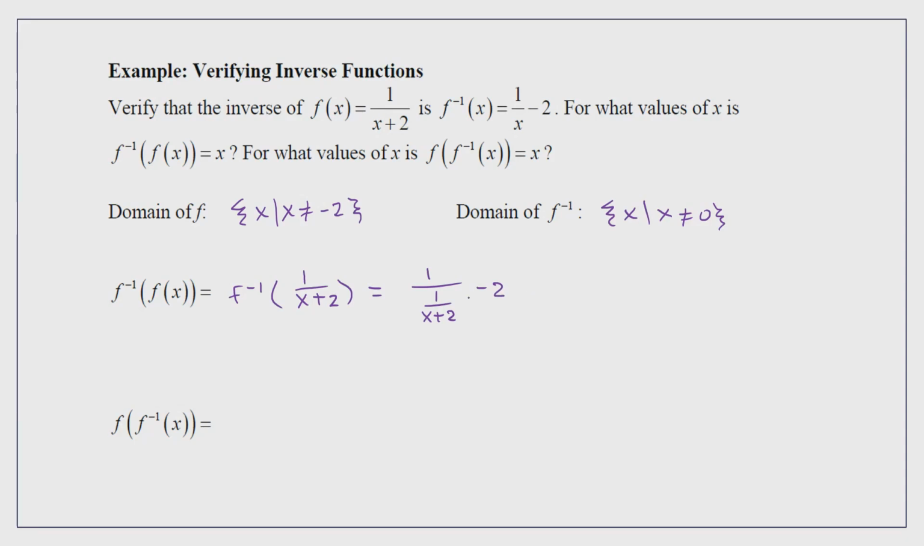And we can rewrite the first ratio. So that would be x plus 2 over 1. So we can just leave it as x plus 2 minus 2, and that equals x. Okay, so it can equal x provided that x does not equal negative 2. So we have to keep that in mind.